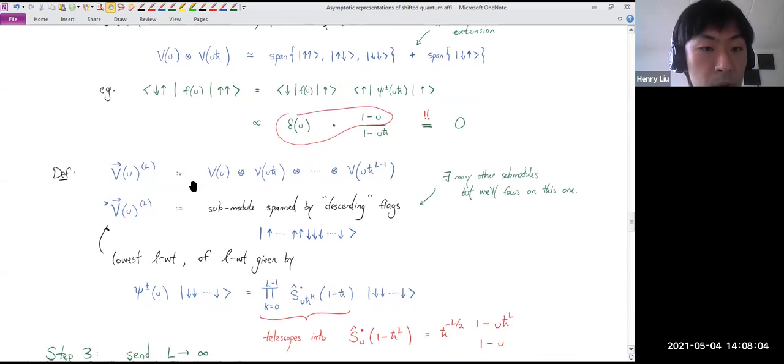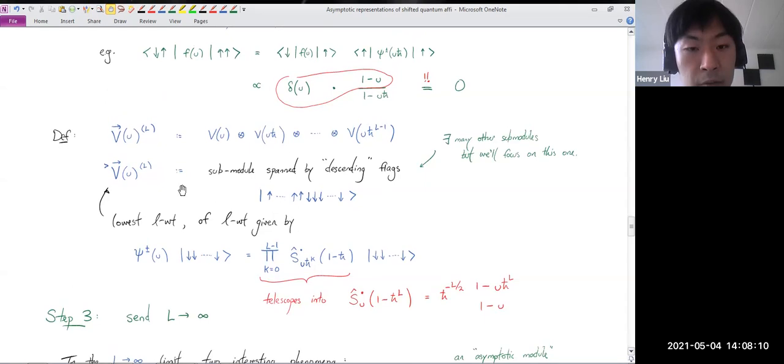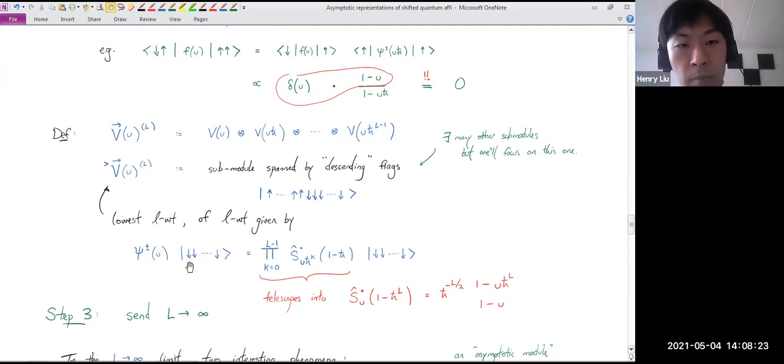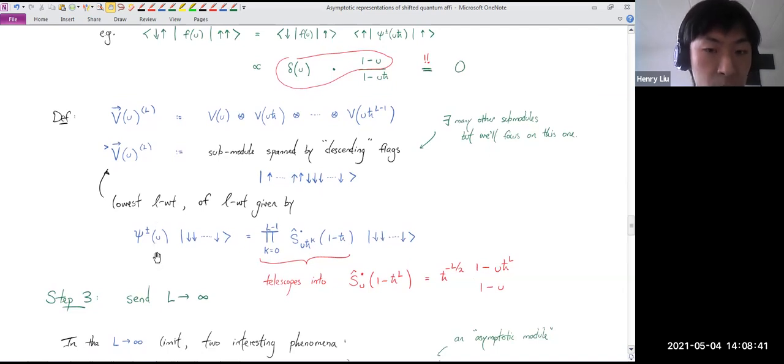And in fact, you can compute that this submodule of descending flags of arrows is a lowest weight module, lowest loop weight module. And as you might expect, the lowest weight vector is the one where all the arrows are pointing down, right? And you should imagine that the action here is by raising operators. Every time you act by E, you just try to raise the leftmost vector which is pointing down. And you can compute specifically what the loop weight is.